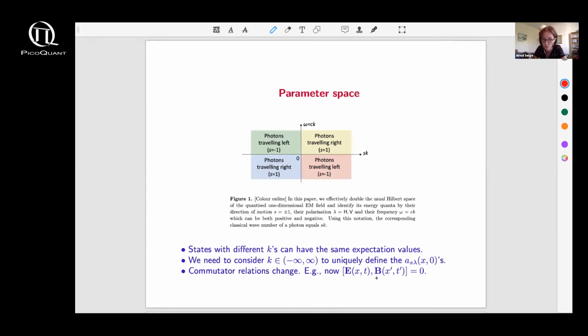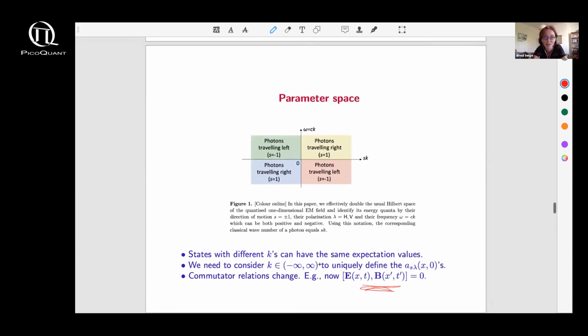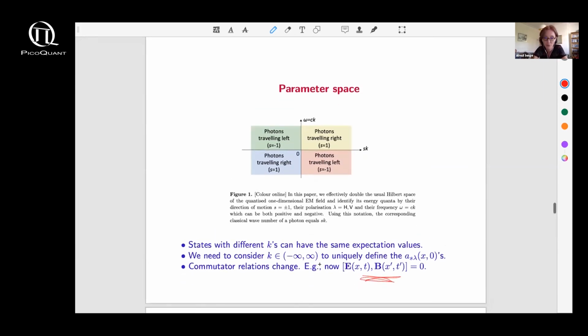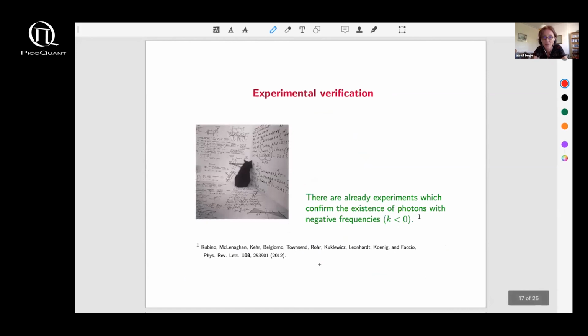For example, what we have now is electric and magnetic field amplitudes. They always commute, which means they can always be measured simultaneously, which is not always the case when people look at photons and do not take all degrees of freedom into account. Okay, you're probably asking why I'm doing this, but as I said before, we're looking at photons, at mirrors.